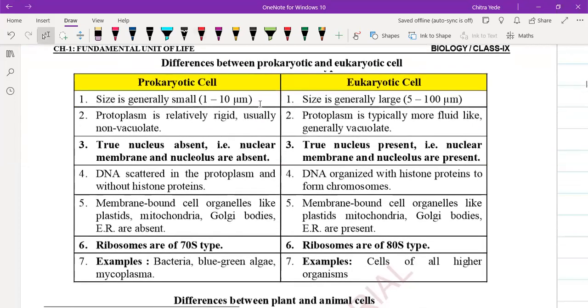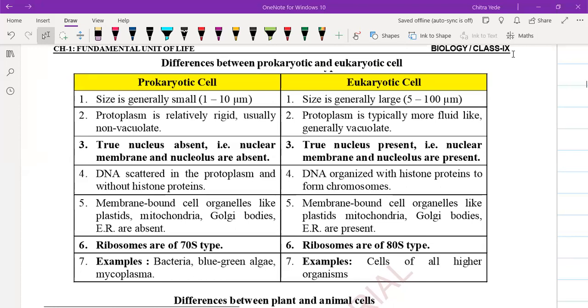Now here we have the first difference between eukaryotic and prokaryotic cell. So who is going to read it? Aman, are you there? I want you to read the first three points of differences. Yeah, go ahead, read it.